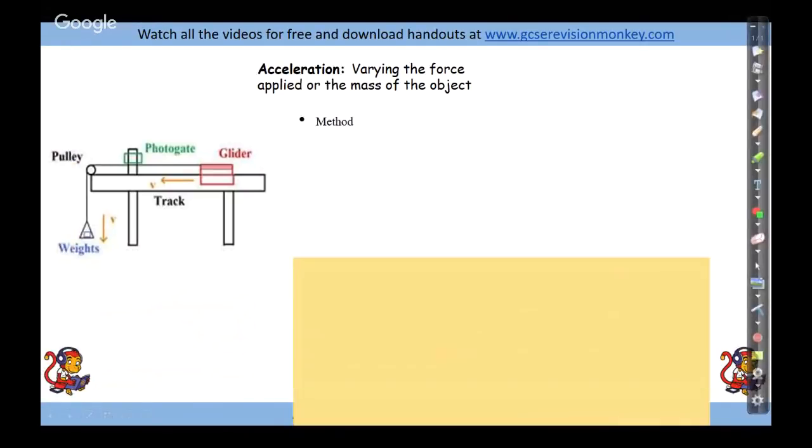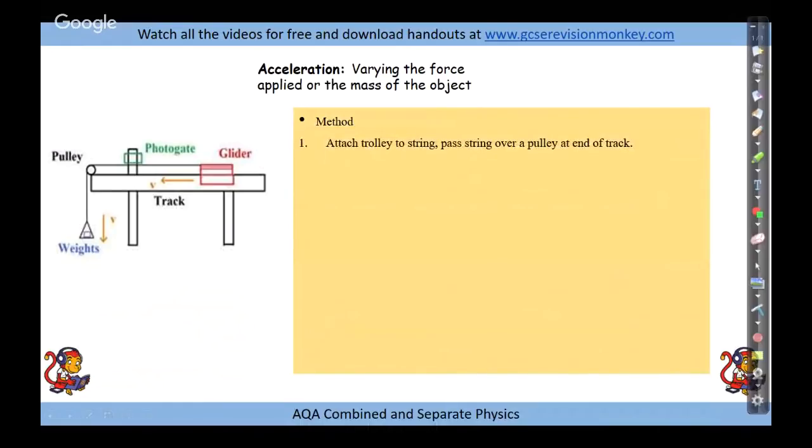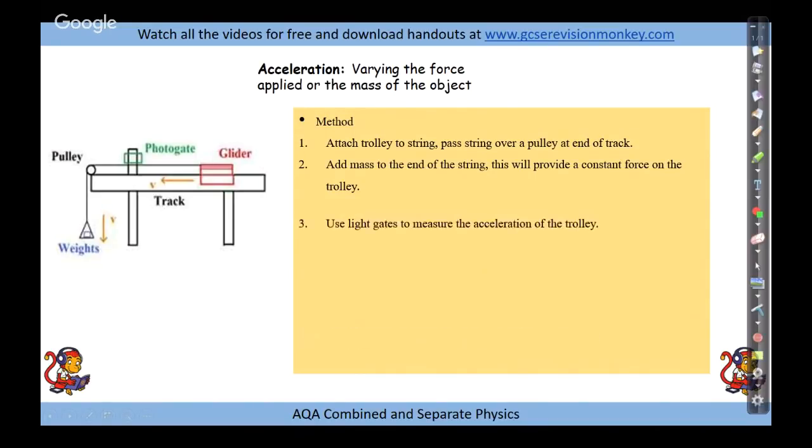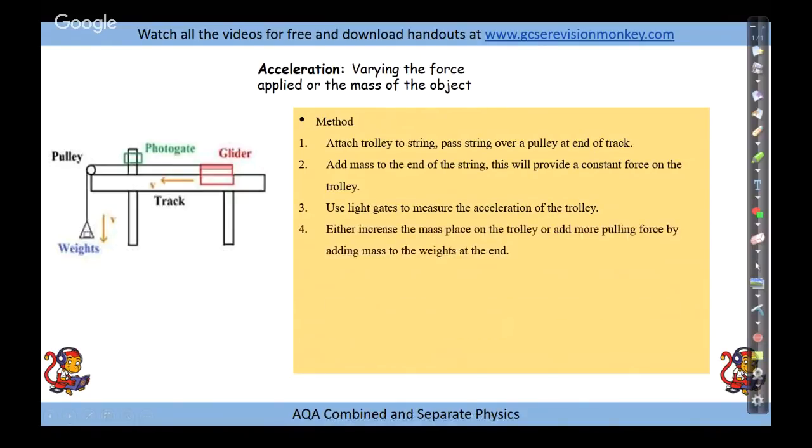Okay, so the method for this practical. We're going to attach the trolley to a string, and pass that string over a pulley at the end of a track. You're going to add masses to the end of that string, and this will provide a constant force on the trolley. Now you're going to use light gates to measure the acceleration of the trolley. You're either going to increase the mass placed on the trolley, making this part heavier by stacking masses on top of it, or you're going to put masses on top of the weight down here to pull it faster. Of course, the more mass you put down here, the bigger the force you're accelerating your trolley with.